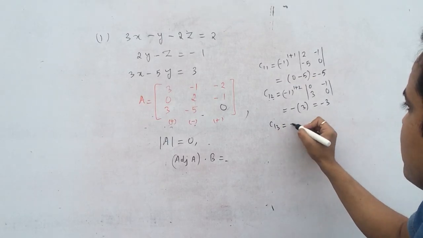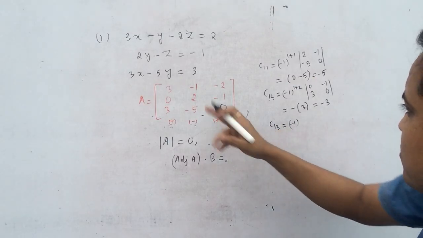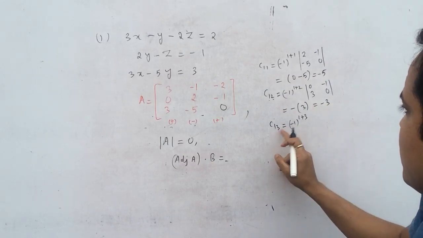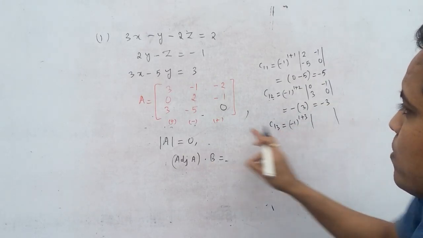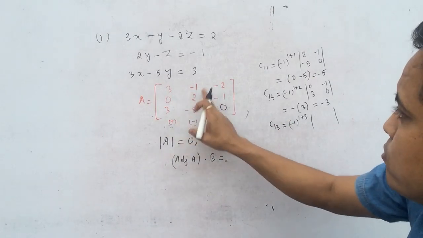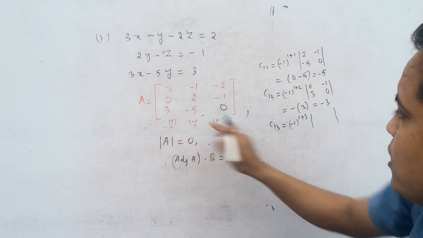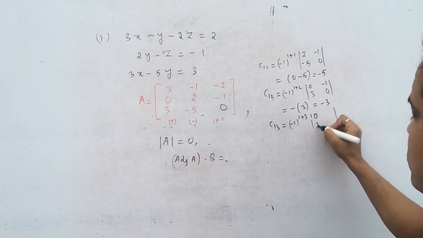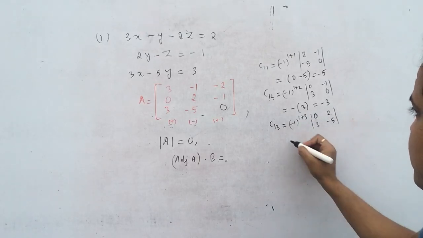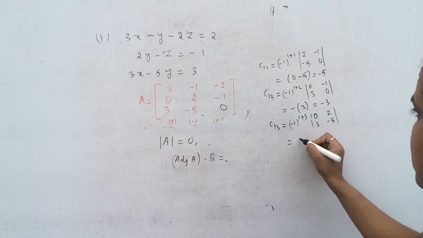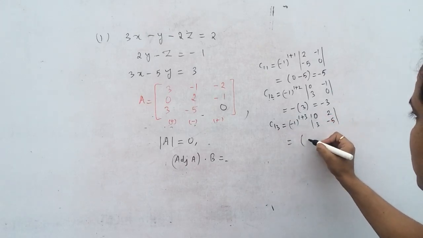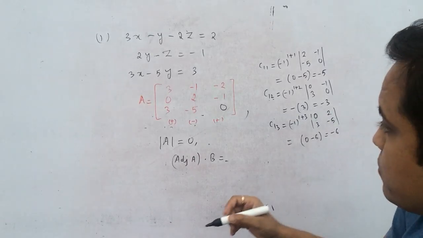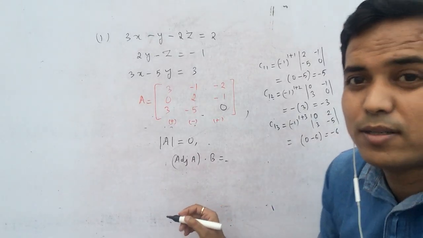C13, minus 1 raised to power 1 plus 3, and you get the minor here after removing first row and third column. 0 3 2 minus 5. So it would be here a positive value, and get left cross, means 0 minus 6, minus 6.